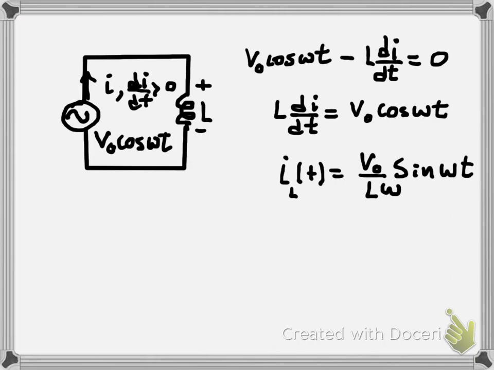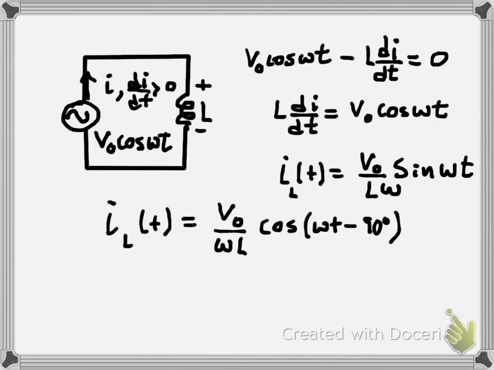So we can write that the current in the inductor in this situation is going to be V0 over L omega sine of omega t. One more time, we can write the sine of omega t as a cosine of omega t plus some difference in phase. In this case, since the function is sine of omega t, we write it as cosine of omega t minus 90 degrees. So when we have an inductor connected to the AC source, the current in the inductor is going to be behind the voltage in the inductor at any given moment. The current is going to be 90 degrees behind that. So current lags voltage for an inductor.